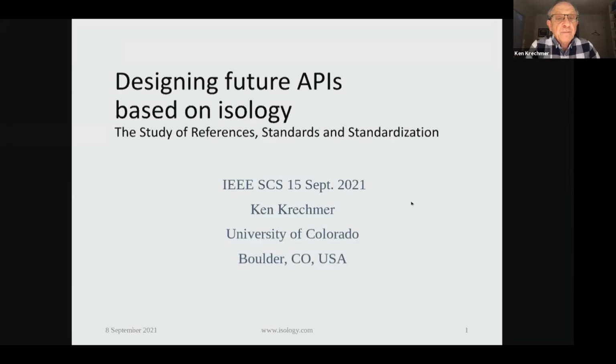Designing future APIs based on Isology, the study of references, standards, and standardization.